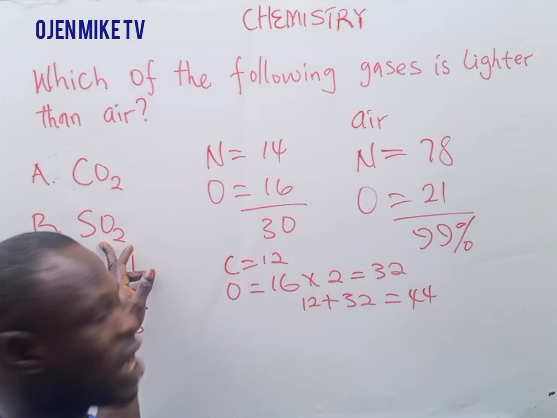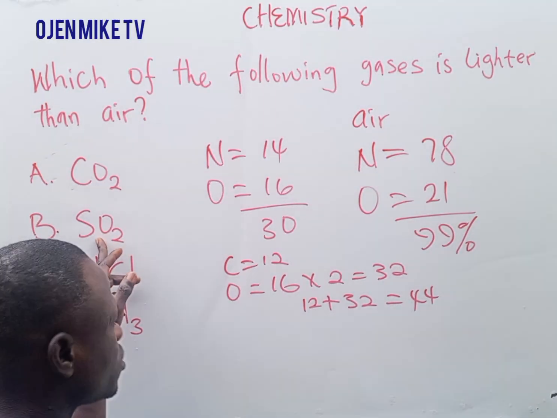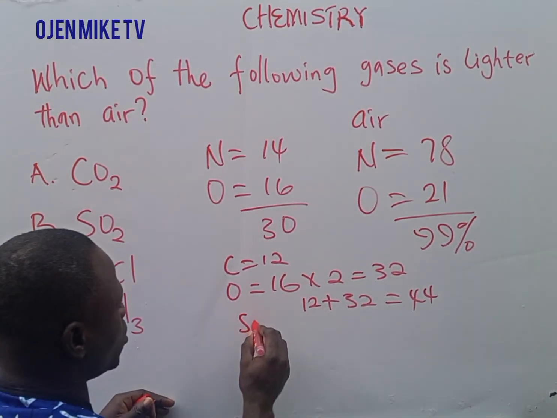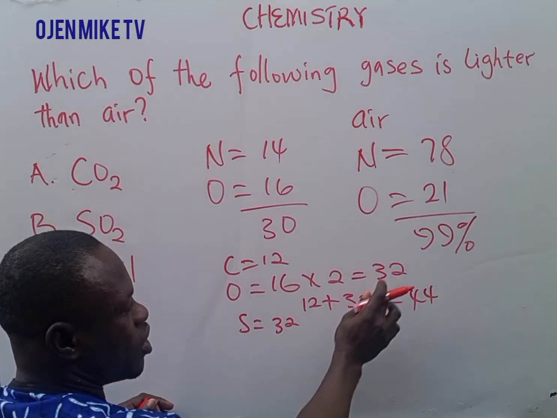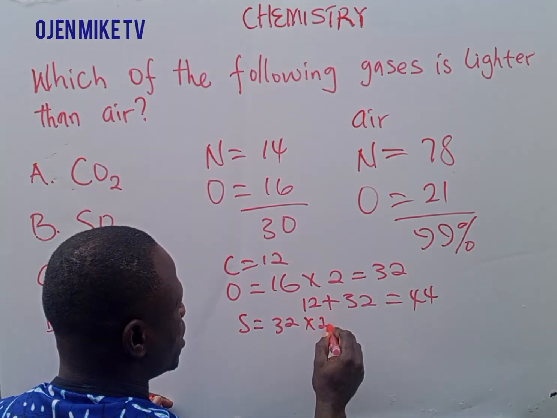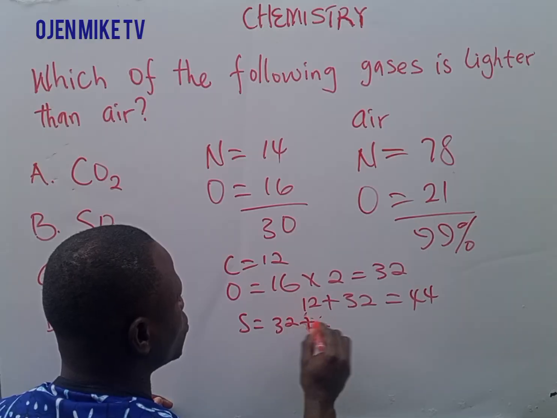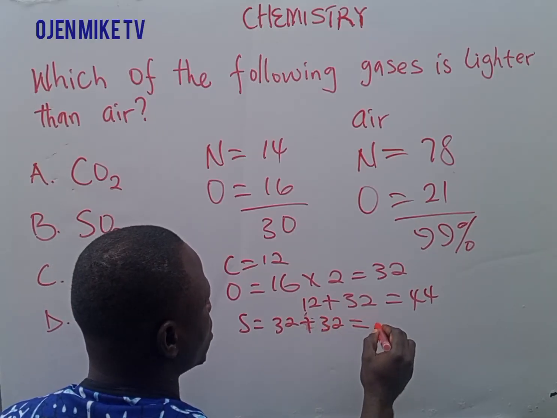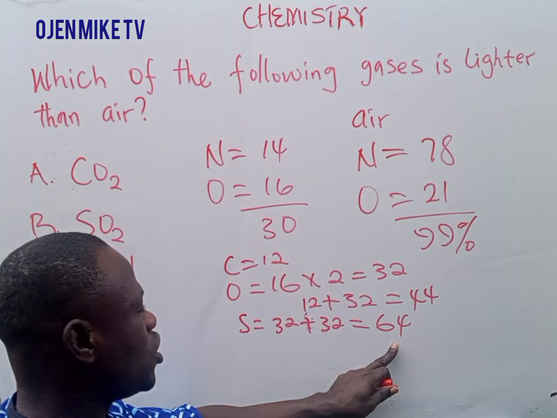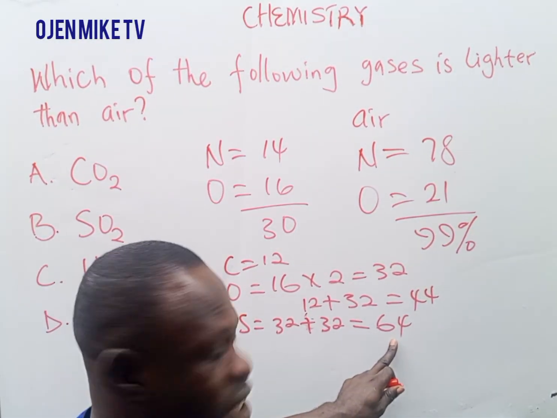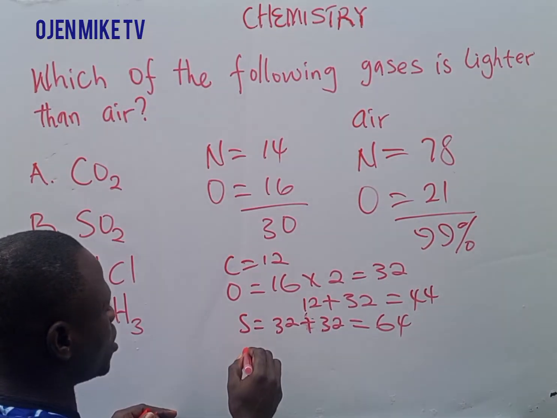We proceed to sulfur dioxide. It's the same thing. Sulfur is equal to 32. Oxygen, we already know, is 32. So 32 plus 32 is equal to 64. So this one is also heavier than air.